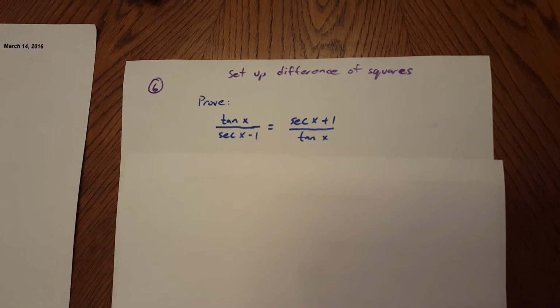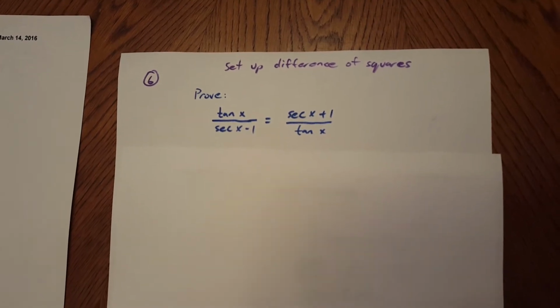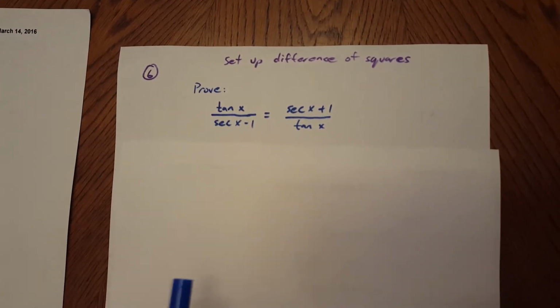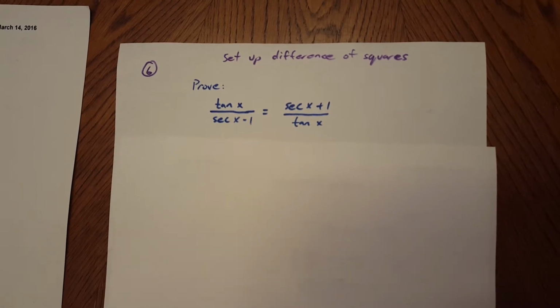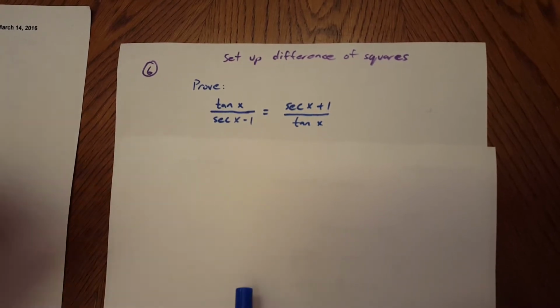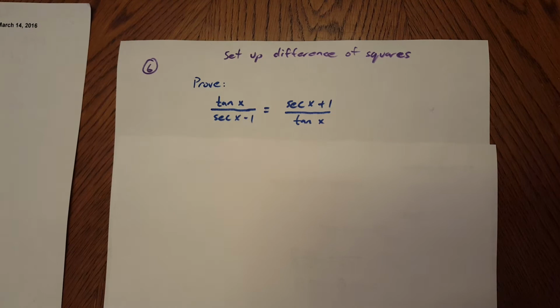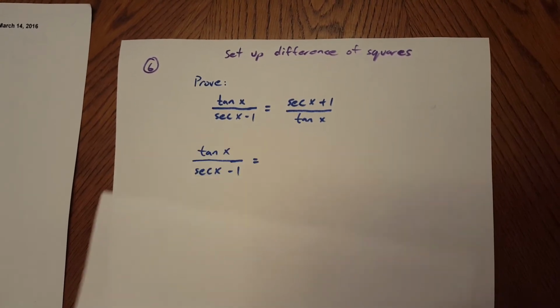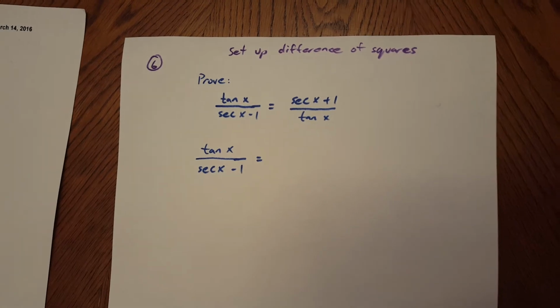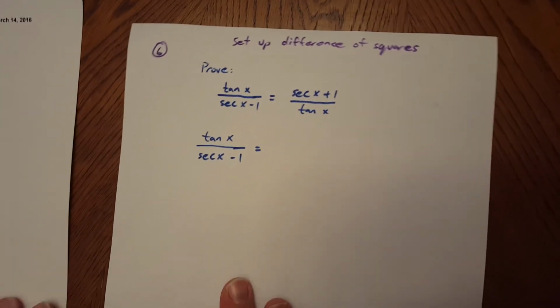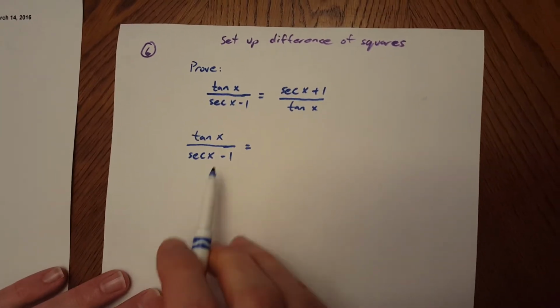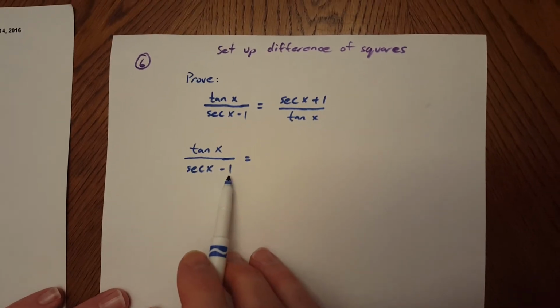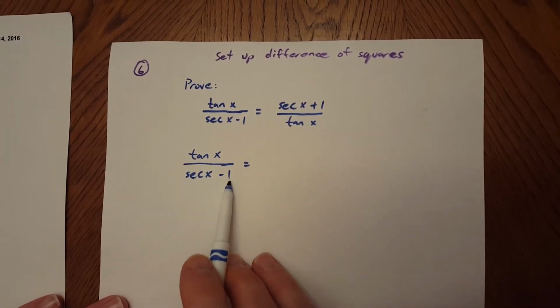Alright, this next example is pretty much the same thing on either side as far as the complexity goes, so it really doesn't matter which side we start on. But one thing we're going to do with this is set up difference of squares by using fractions here. So I'm just going to start with the left-hand side, because that's normally what I like to start with. For each one of these, I'm going to set up the difference of squares. Notice that this is secant of x minus 1.